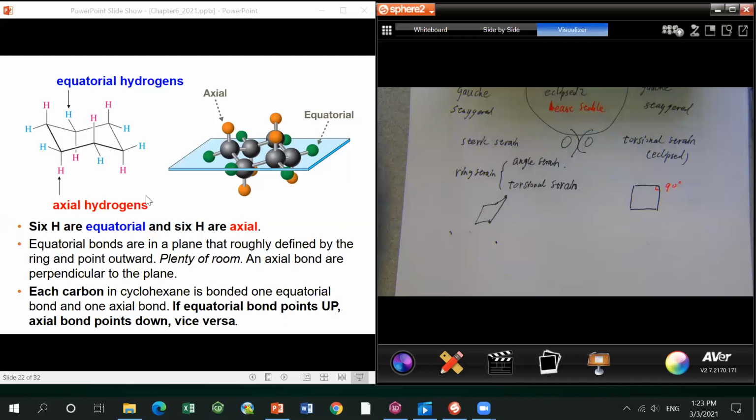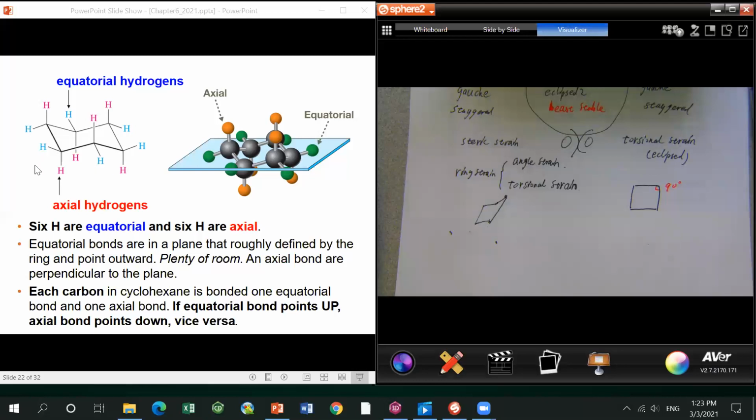And if you take another look, this red hydrogen we call the axial hydrogen. Three red hydrogens are going up, and three red hydrogens are going down. And then there are another six hydrogens, these blue ones, and we call them equatorial. Those hydrogens extend out of the cyclohexane ring, and look like they are on the equator of the whole molecule. So that's why we call them equatorial bonds, equatorial hydrogens.